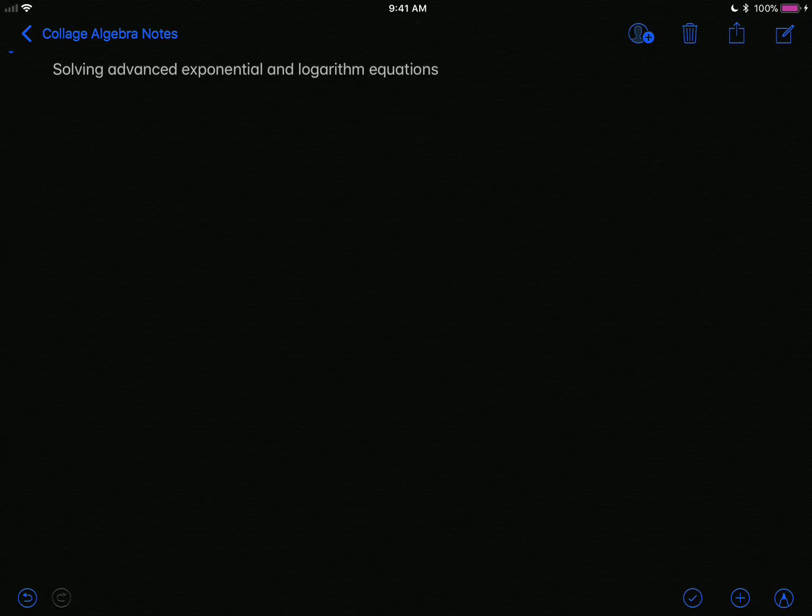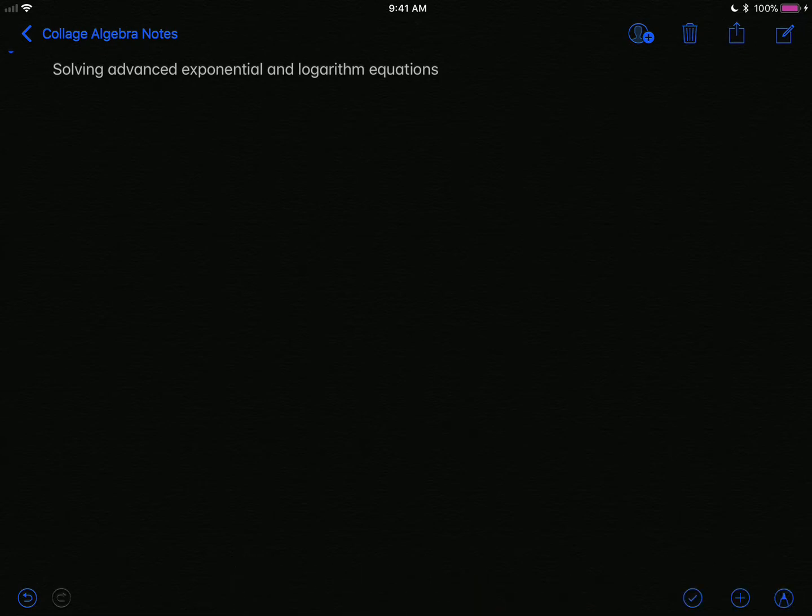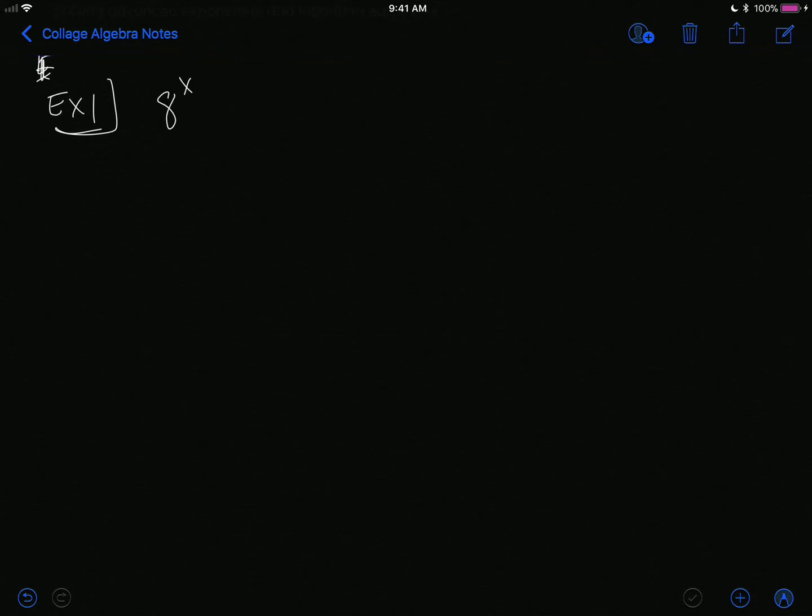Alright, today we're looking at solving advanced exponential and logarithmic equations. So we're going to start simple and then warm up the brain and see how far we can get. So let's say, example number 1, there we go. Let's say I have 8 raised to the x is equal to 2 to the x times 1 over 16.